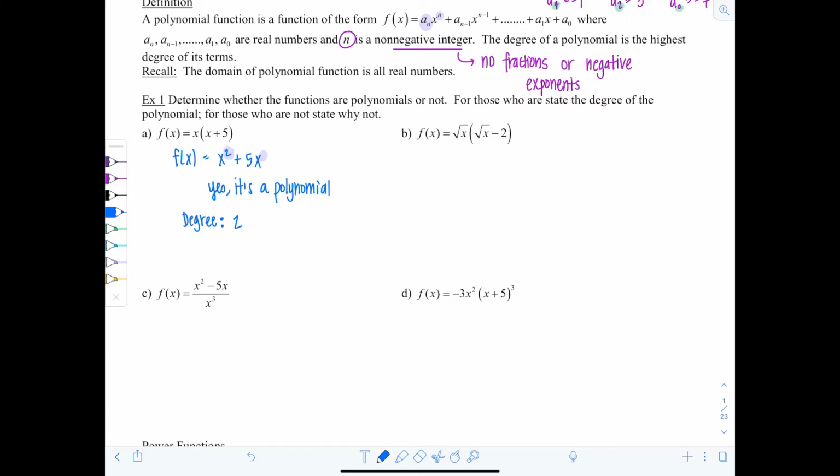Very good. Moving on. Next one we have is f of x equals the square root of x times the square root of x minus 2. Now, at first glance, notice the fact that square root of x is the same as x to the 1/2 power, right? And we know that's definitely not okay for a polynomial. This is not a polynomial because all of the exponents need to be integers. So this is not an integer exponent.